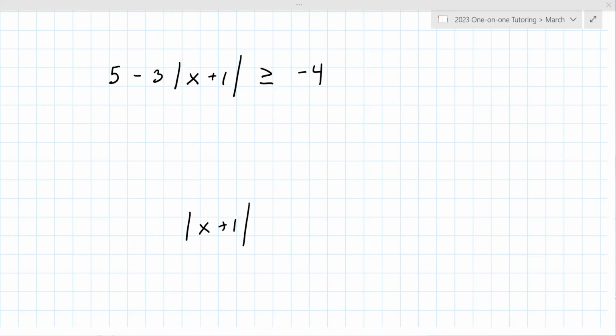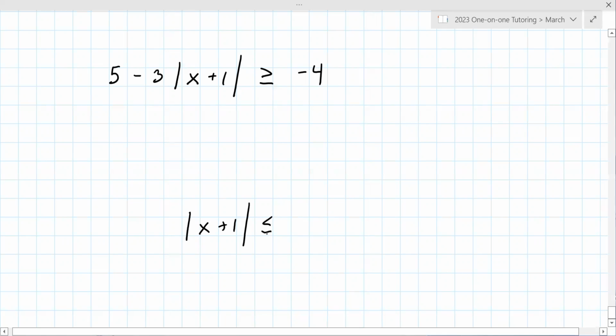How far am I solving this again? I'm just looking for what goes to the right of the absolute value. Can you tell me what goes to the right of it here? Less than or equal to 3.